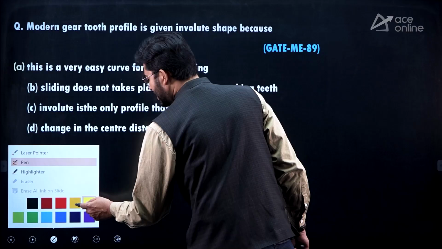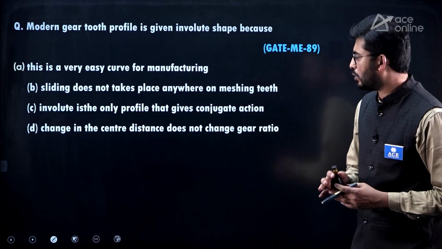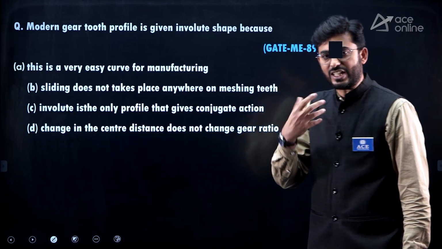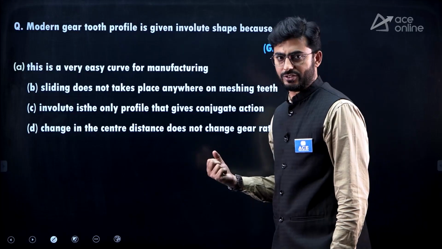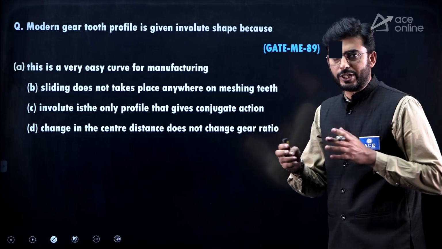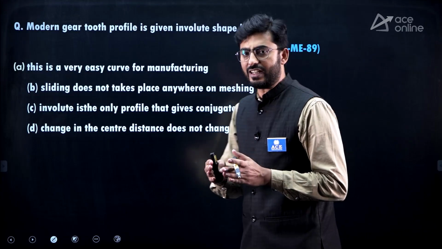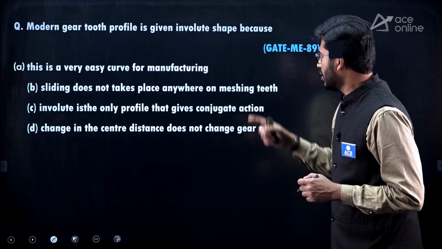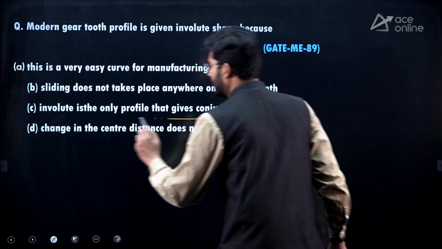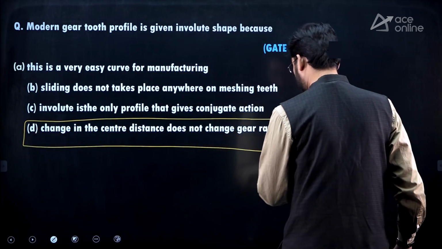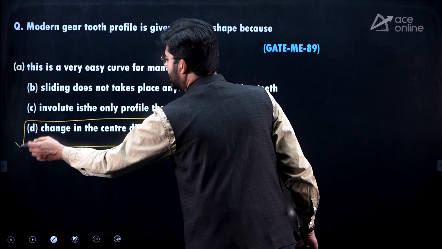So here some variation will always be going to happen in the center distance. That is one of the methods to avoid interference. Okay, so that flexibility of changing the center distance has to be there. So that is the advantage the involute gear has got. So option D is the answer.